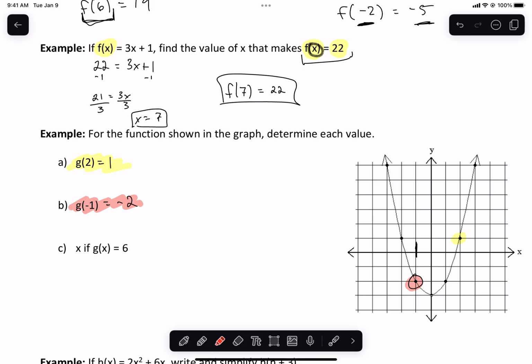Now we've thrown a little wrench at you with C. What's C asking for? The x value when y is 6. That's right, so it's just flipping it. So where are you going now? You don't know x. What do you know? So where is the value of the graph, the y value of the graph, 6? That's where you're going to go find it.